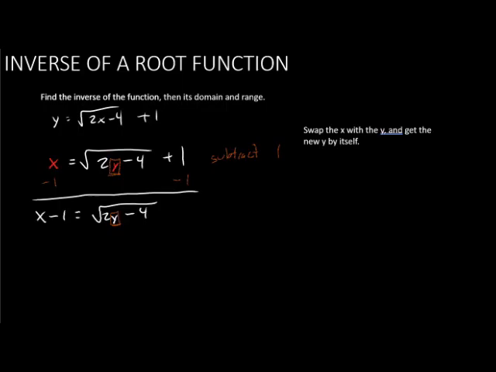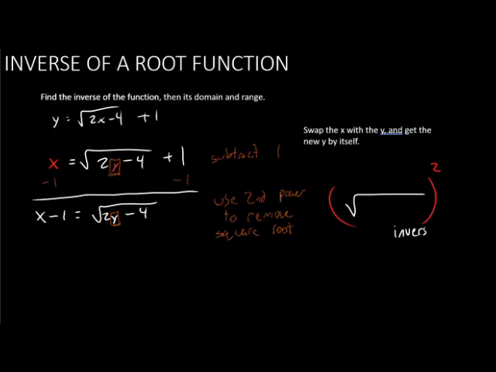Now we'll have to remove that square root. In our previous video, we said that the inverse of a square root was a second power. So to remove that square root, we'll use the second power. It bears repeating that square root and second power are inverse functions. This means if we had 2y minus 4 inside the square root and then took a square, we would lose the square root and the square and have just 2y minus 4 remaining.